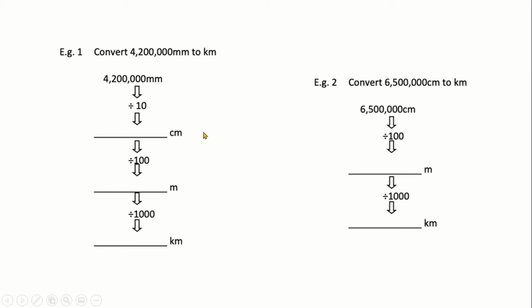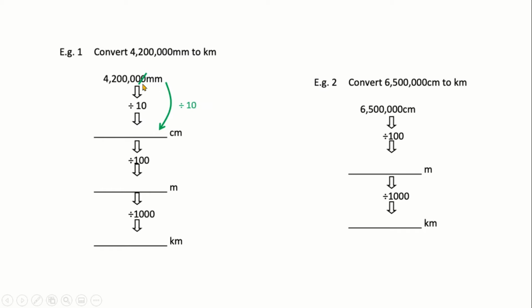In this first example question, we are converting 4,200,000 millimeters to kilometers. How do we do that? Well, since there are 10 millimeters in 1 centimeter, we simply divide by 10. And that means we knock off 1 naught.